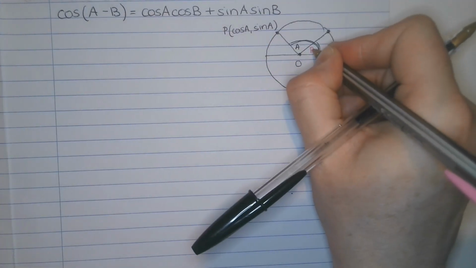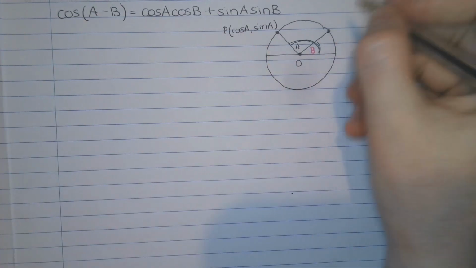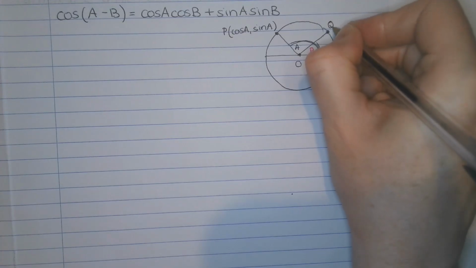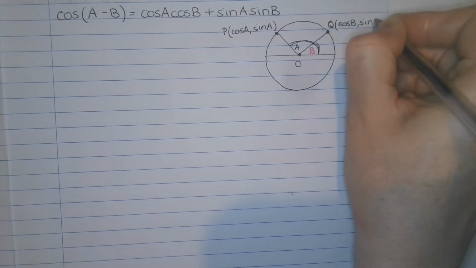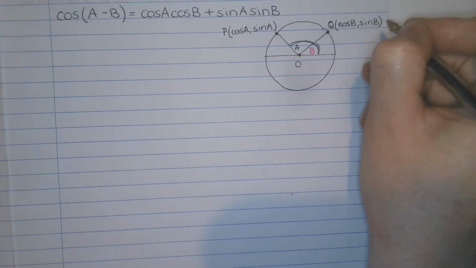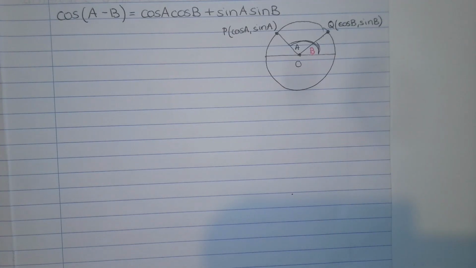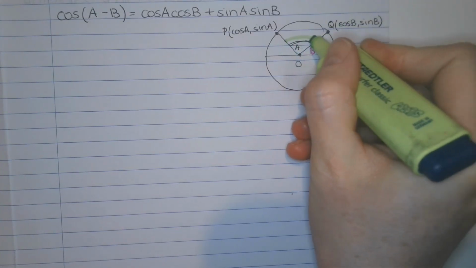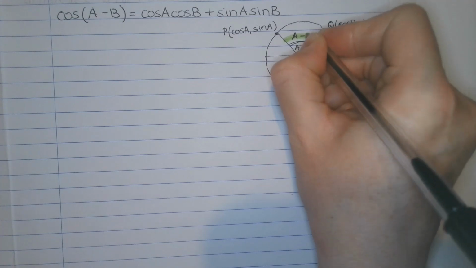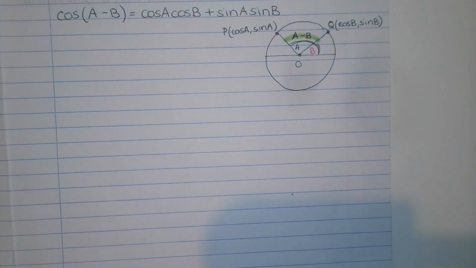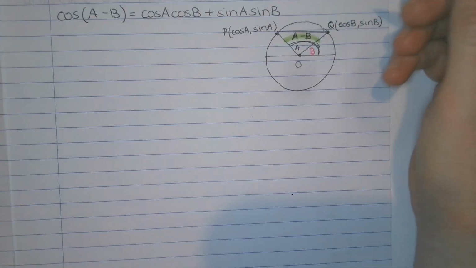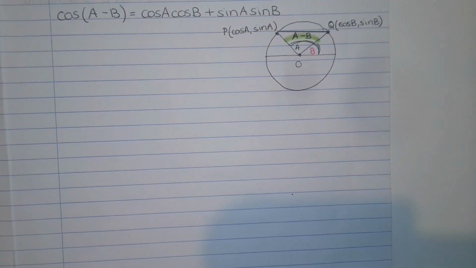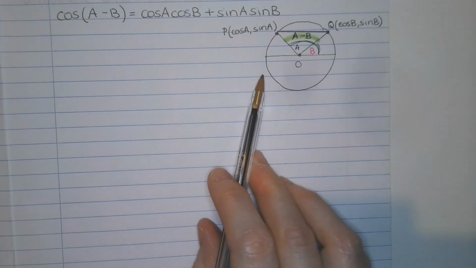The acute angle created here with the other radius that I drew, we're going to call that the angle B, and therefore we can call that Q, cos B, sine B. We then can also look at this angle here, and that angle there can be written as A minus B. So starting this proof, we're going to look at the length created by the side opposite that angle of A minus B, and that in this case will be the side length PQ. We're going to do that in two different ways.